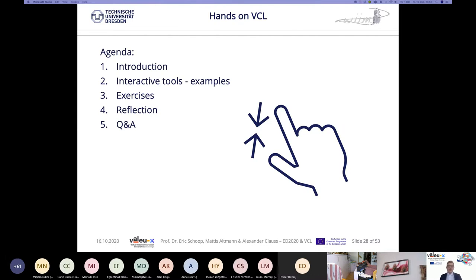Now we're starting with our hands-on VCL. So at first, I want to give you a short introduction. We've heard some of these things before. Then we will show you interactive tools, examples of these tools, which you can use in your teaching without any costs or efforts. It's very easy to use. We will have a hands-on. We will then make some exercises, demonstrate. You will join these tools and have some little exercises with us together. We will make a reflection and a question and answer session.